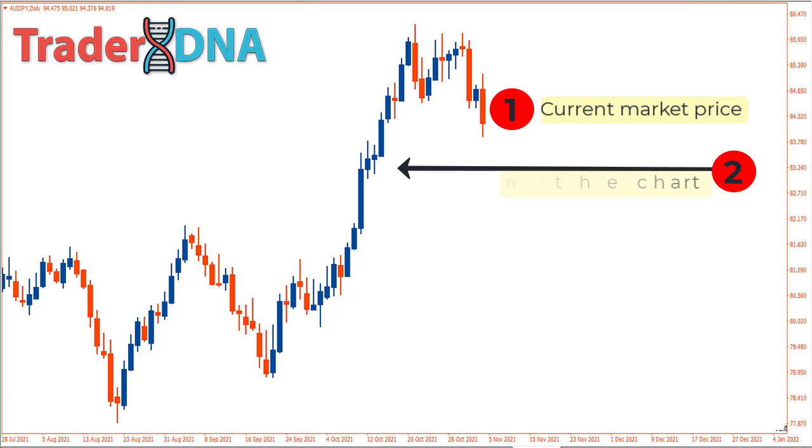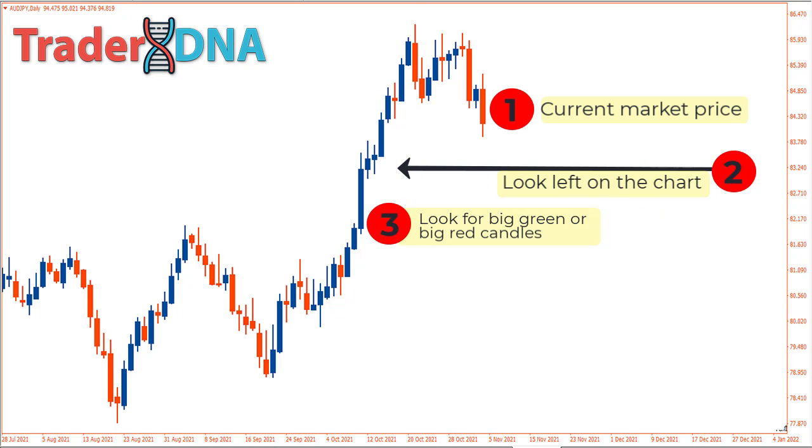Step 2. Look left on the chart. Step 3. Look for big blue or big red candles. Step 4. Find the origin of the big candles. Finally, you need to identify the origin of the price movement on the chart.